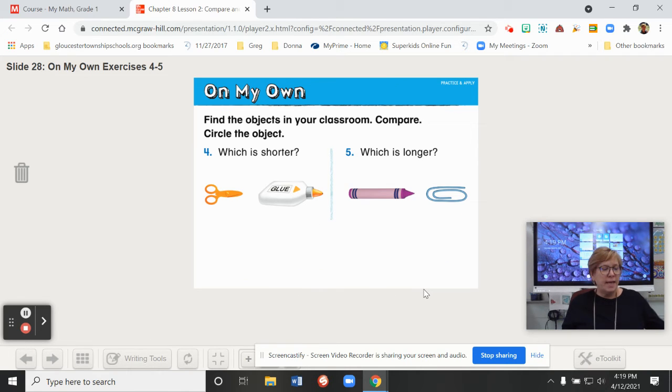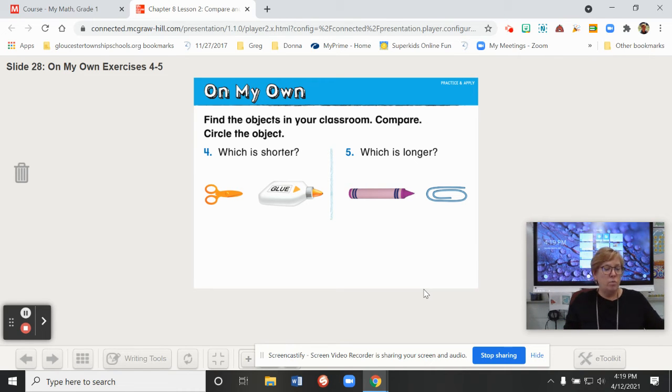All right, so once again, we're going to look for objects. I have them here already and compare them. They want to know which is shorter. And I have a pair of scissors and some glue. Which is shorter? Can you see? In fact, let me put the color, it might show up better this way. Circle the one that is shorter.